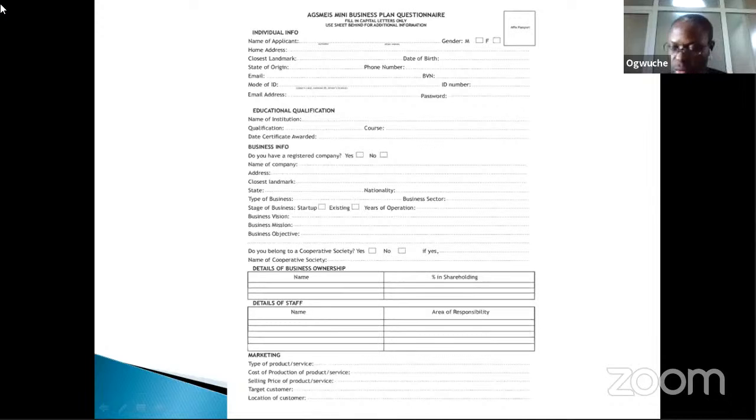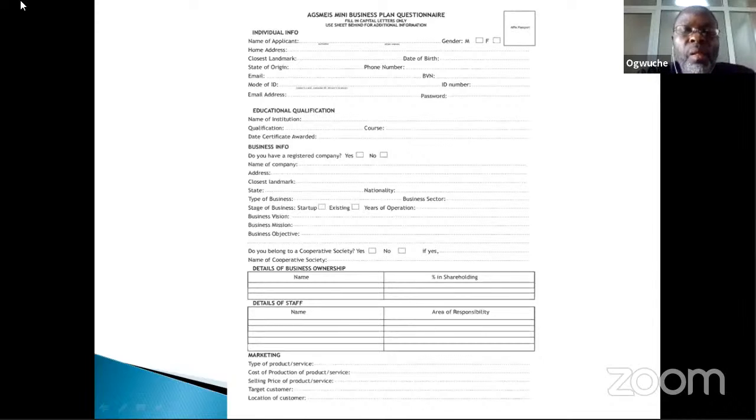So let's go through it one by one, section by section, so that I'll be able to explain what it entails. They are actually straightforward, not much ambiguity here, but let's look at it and get some understanding of what it entails. So first, individual info. You ask for the name of the applicant: give us your surname and then your other names, and gender. And then, of course, you have to affix your passport size photograph.